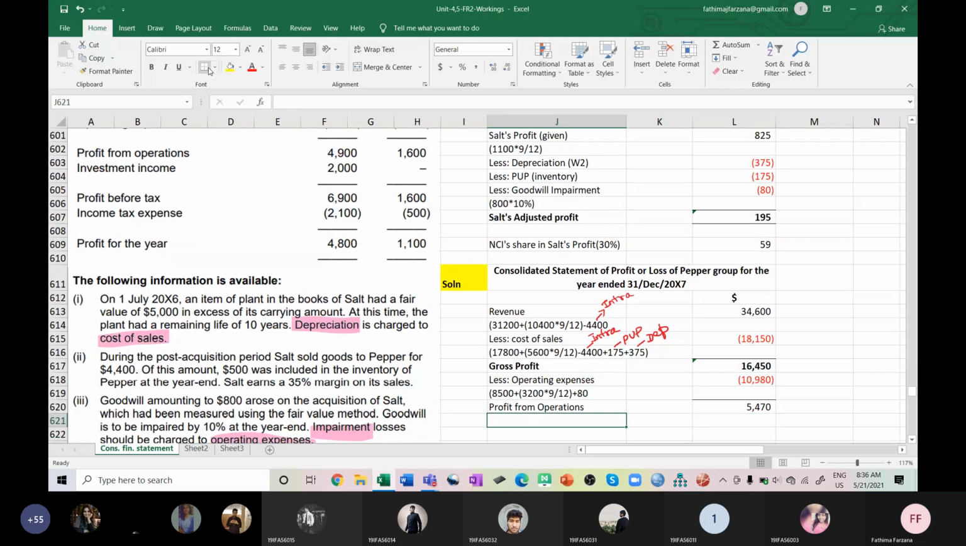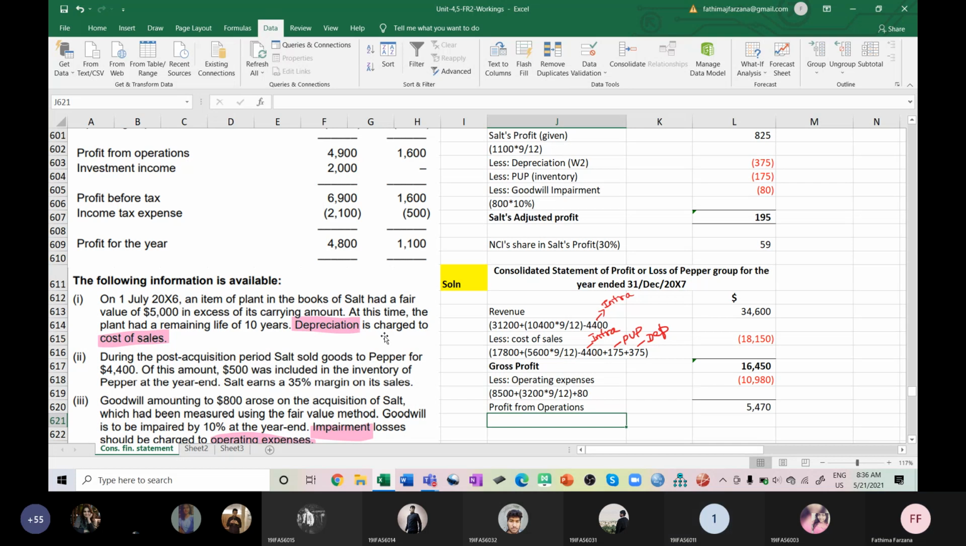$3,470. And what is the next item given there? Investment income. What is the investment income? 2,000 minus dividend. Will you deduct the entire dividend? Next question.